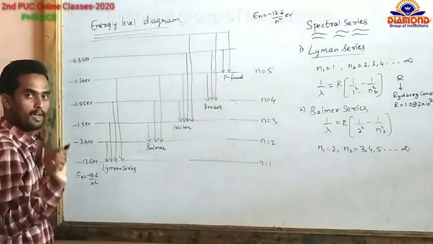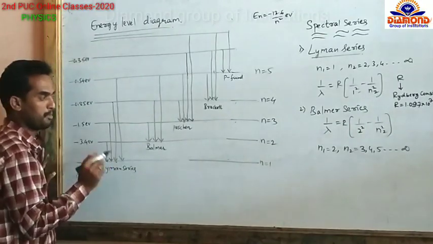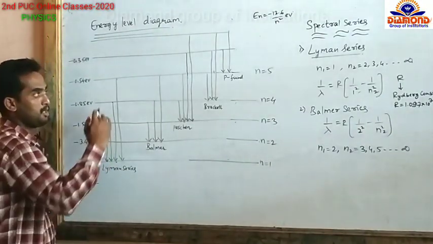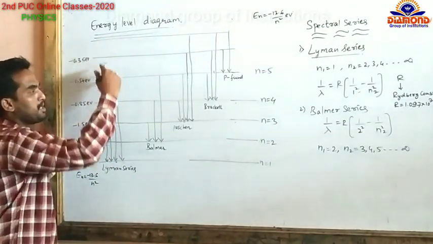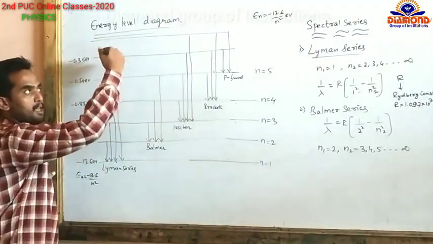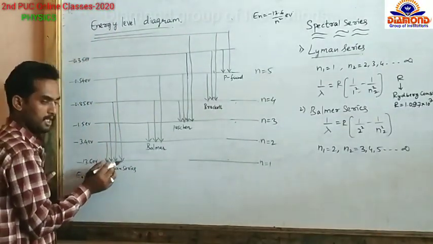So that means the lower orbit is fixed. In which series? Lyman series. What is the lower orbit fixed over here? First orbit. The electron takes higher orbits, which are so many: 2, 3, 4, 5, 6 and so on up to infinity. But the minimum lower orbit is fixed, that is 1.